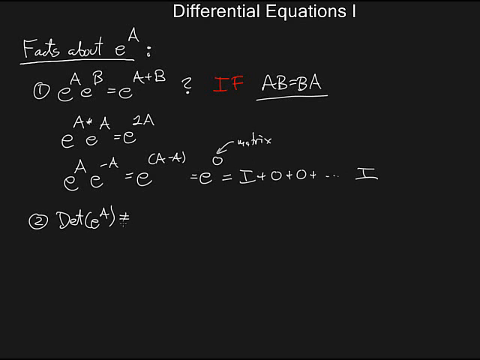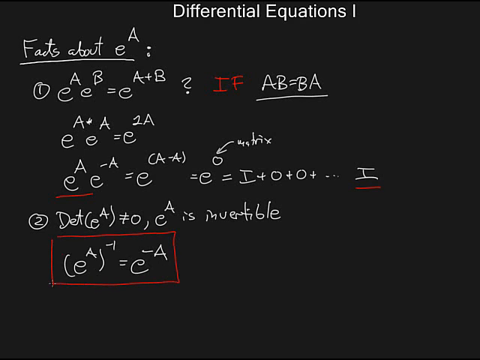So that shows that the determinant of e to the A is not equal to 0, because e to the A is invertible. I just told you what its inverse is. E to the A inverse is e to the minus A. So that's kind of a cute fact. E to the A is always invertible, just like the ordinary exponential is always non-zero.